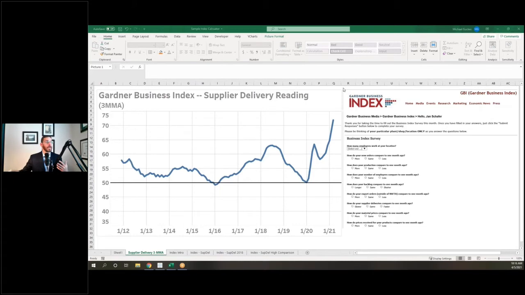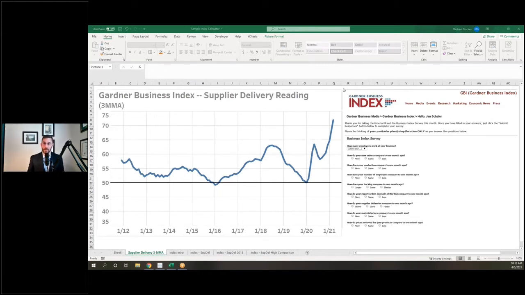Okay, so let's get past the questionnaire and let's look at some data. On the left side of the screen, we have our supplier delivery reading from December of 2011 through the present, which in this case is the March 2021 data. And what we see is 2 particular peaks that I want to look at. There was one peak in mid-2018 where the supplier deliveries reading hit 63, just a little over 63 in fact. And then the latest reading saw the supplier deliveries reading touch just over 77.